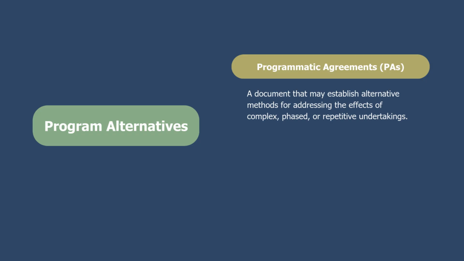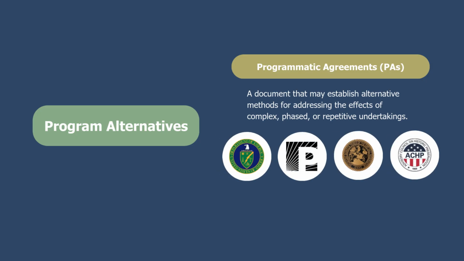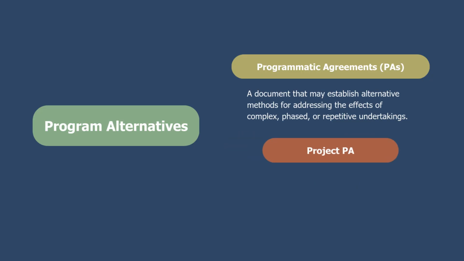A PA is a document developed with coordination between a federal agency, a SHPO, tribes, and other interested parties. PAs allow federal agencies to streamline and tailor the Section 106 review process to their needs. There are 2 types of PAs. Project PAs may be developed for phased or complex projects. They may be necessary when an agency cannot fully identify historic properties or assess project effects before making a decision.